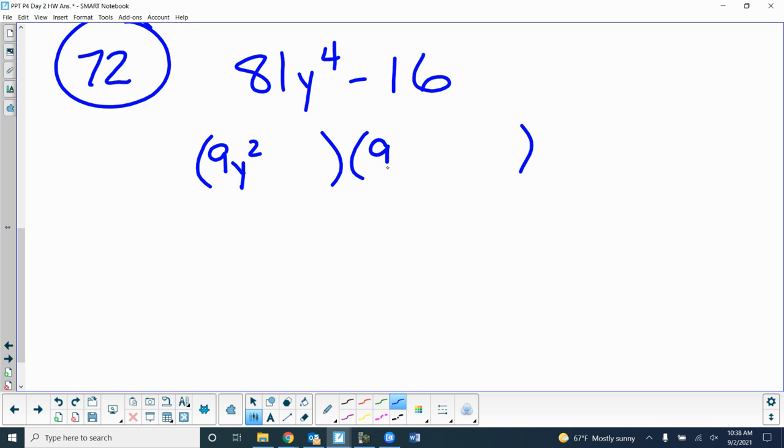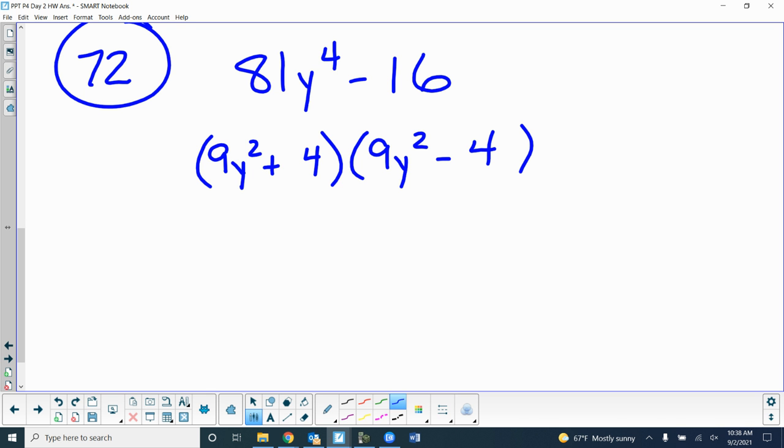What goes in the back of both? 4, the square root of 16. Then what? Plus and a minus. So I'm all done, right? Evan says no. Why not? Because they're still perfect squares. Yeah, this is still perfect squares and a minus. This one is finished because it's addition. But this one, I can break down further.